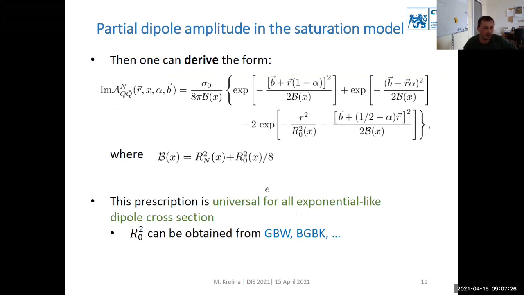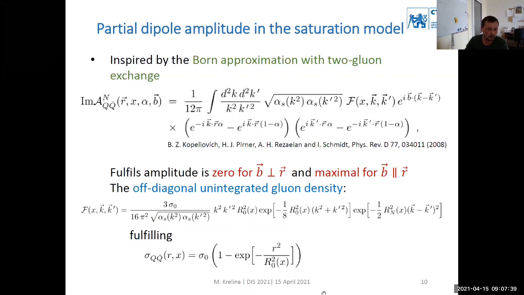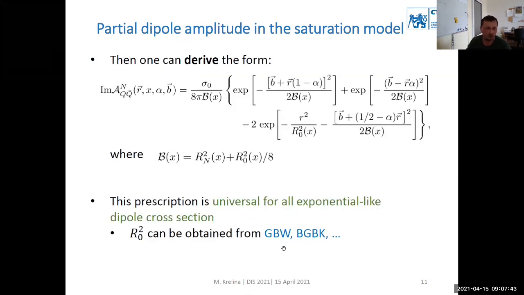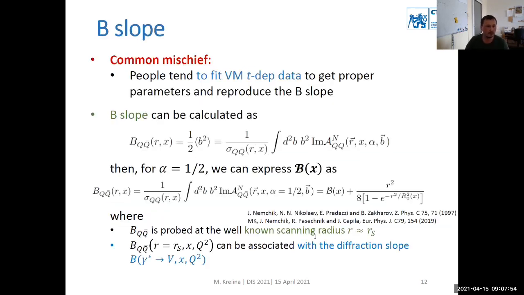If you put it together, you can derive quite a nice amplitude where you have some effective slope. The advantage of this formula is that it's quite universal, and you can use parameters from all dipole cross section models of this, I would say, standard exponential form, like GBW or BGBK, where BGBK is basically the same, only it has the DGLAP evolution of the gluon.